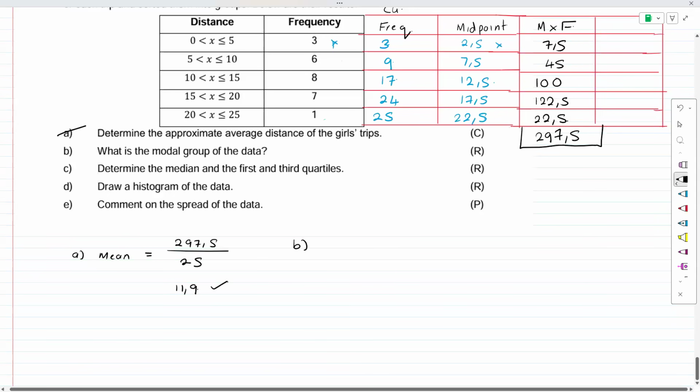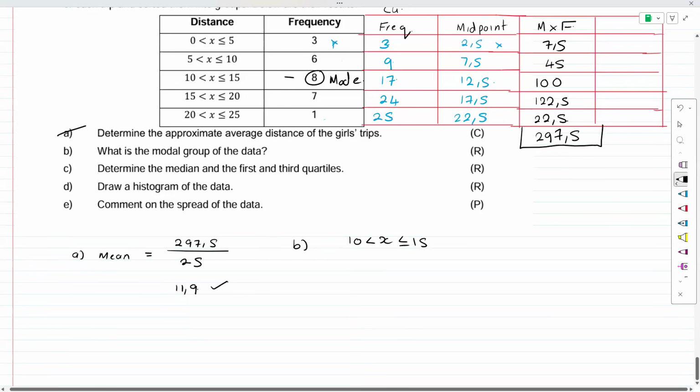Now, guys, what is the modal group of the data? Modal means most. Go and look at the frequency, and the biggest frequency is 8. So the biggest frequency, this is modal. This is mode. Now that we have the modal group, that's 10 is less than x, which is less than or equal to 15, sorry. Remember, the modal is from the frequency. The frequency is how frequent something occurs.